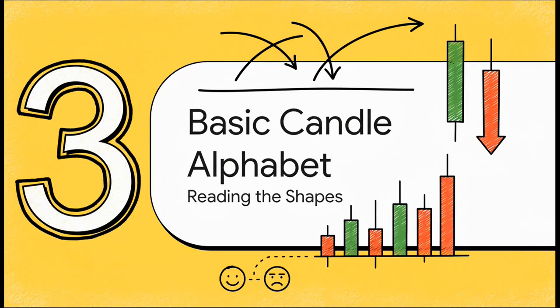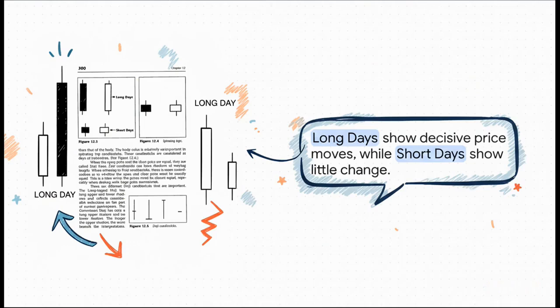So once you understand the basic anatomy, you start to see that different shapes are kind of like letters in an alphabet. Each one has its own distinct meaning about the market's mood. Learning them is really the key to reading the story that the chart is trying to tell you. Let's start with the basics.